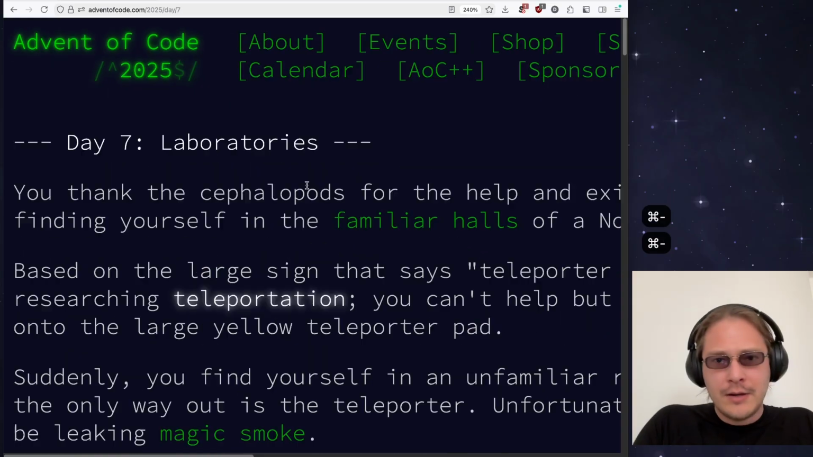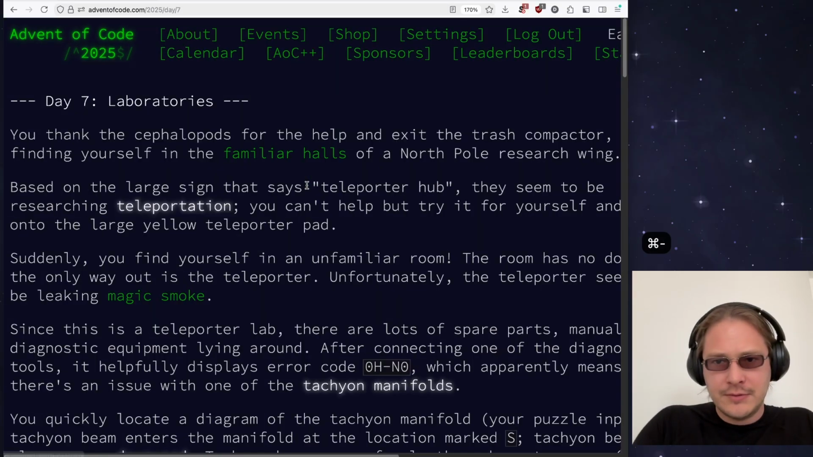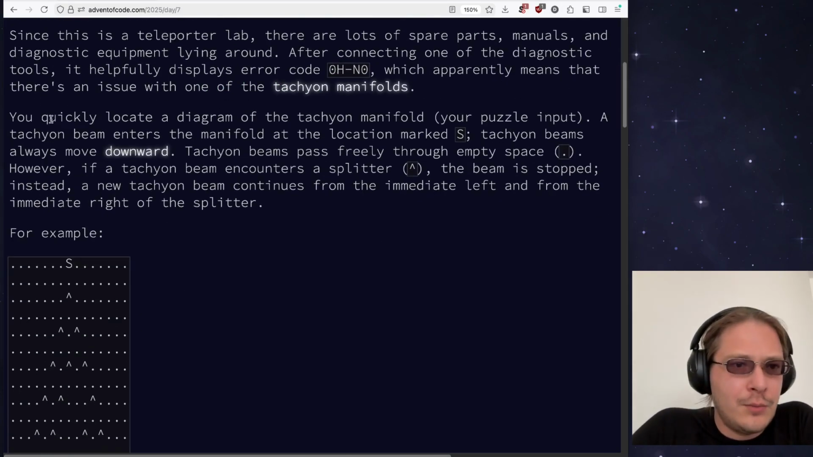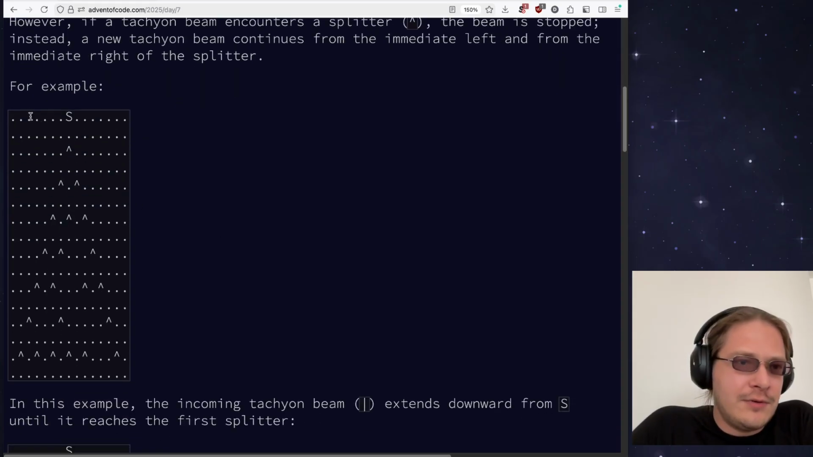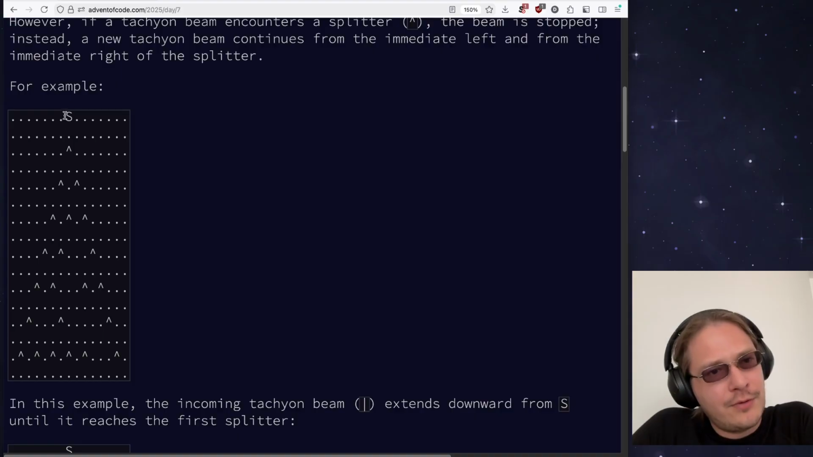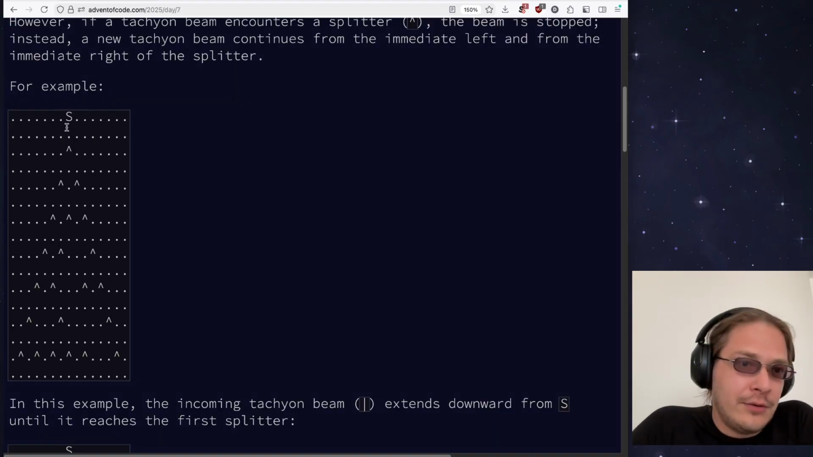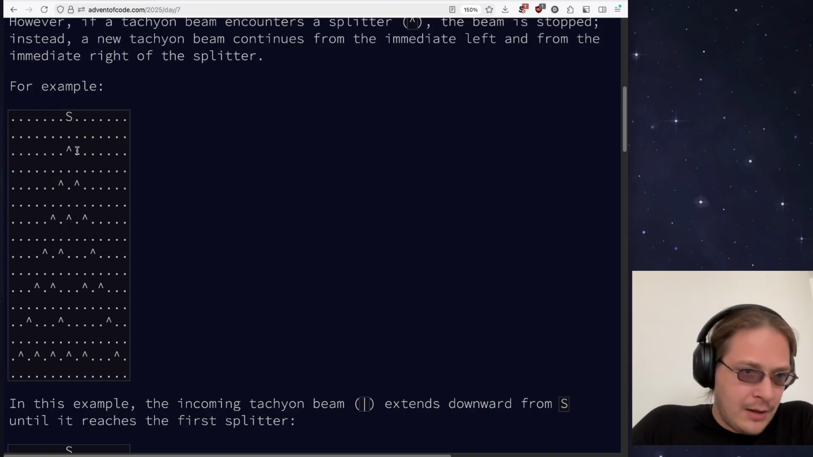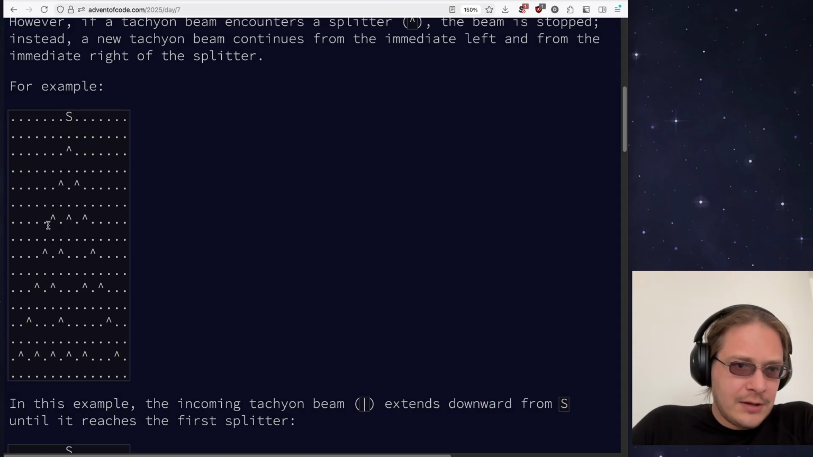So, I had already taken a look at the task, and what it asks is, given this kind of map, we have beams that beam down from the starting point S. They always beam down, but when they encounter these splitters, they actually split into two. They go from here and from here. So now there are two beams that fall down, here and here. And again, it happens again.